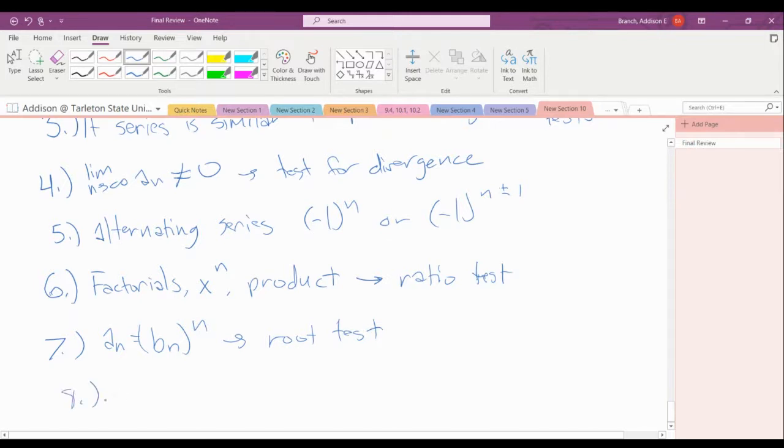And lastly, if you can easily turn this into an easy function to integrate, then just go ahead and do your integral test.